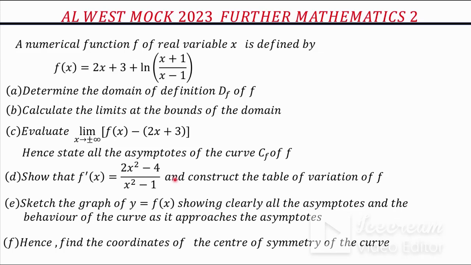D. Show that f prime of x equals (2x squared minus 4) divided by (x squared minus 1) and construct the table of variation of f. E. Sketch the graph of y equals f of x, showing clearly all the asymptotes and the behavior of the curve as it approaches the asymptotes. And F. Hence, find the coordinates of the center of symmetry of the curve.